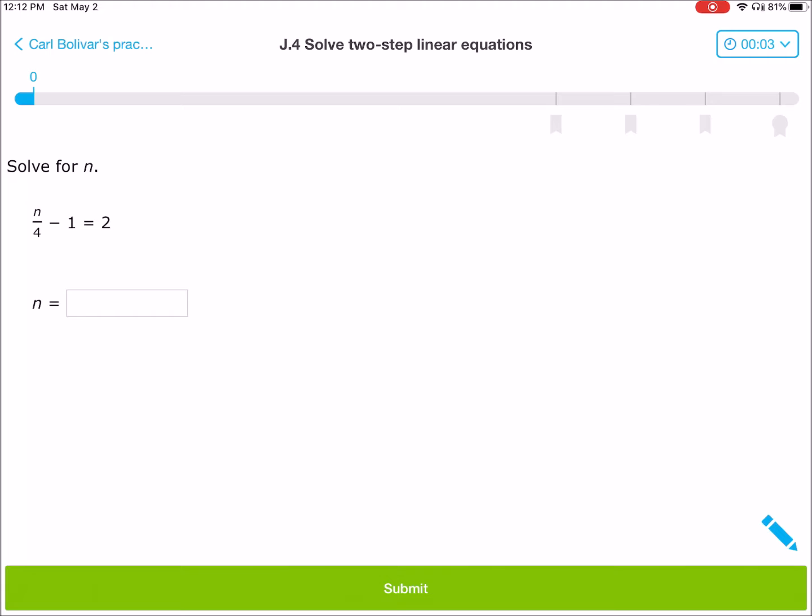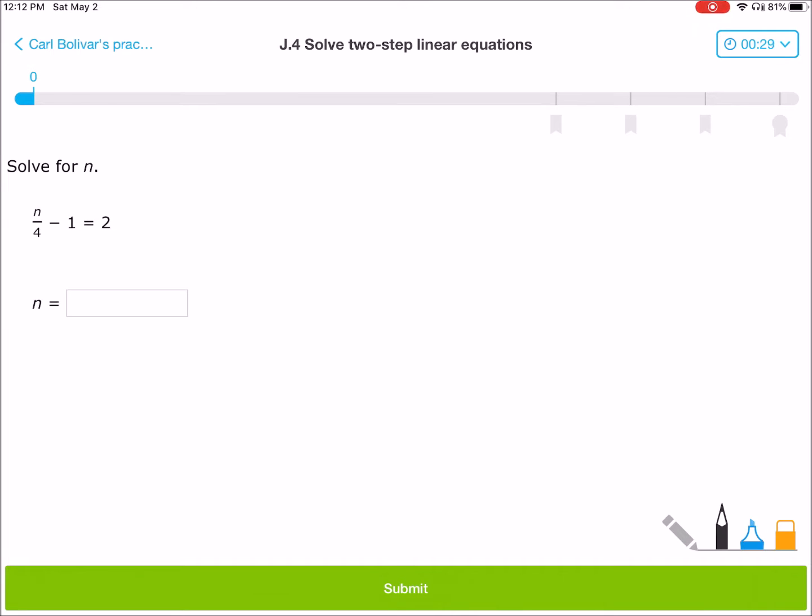Alright, so the difference between one-step linear equations and two-step linear equations is that the one-step is self-explanatory. It has one step, and this one has two steps. Since this one has two steps, it takes a little bit longer and maybe it's a little harder, but it's not that hard once you get used to it.